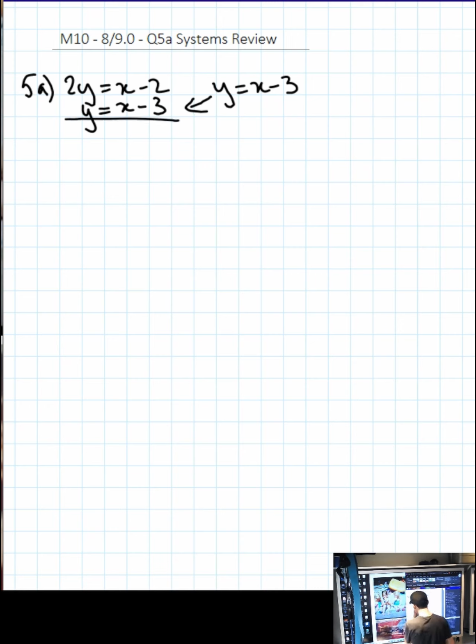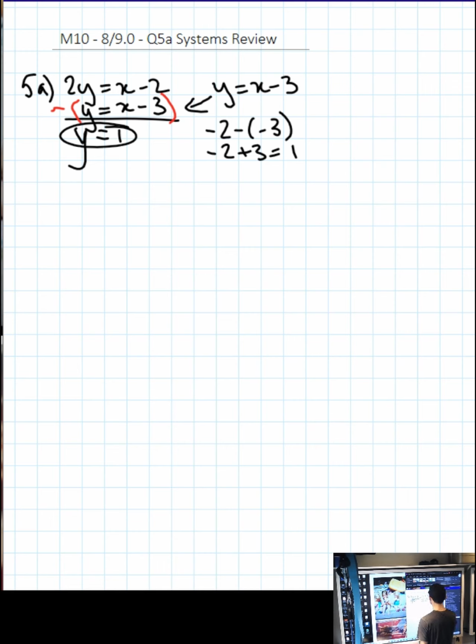Now, x minus x is 0. Therefore, we know we want to subtract the equations, and we want to put brackets around the equation on the bottom to be careful. 2y minus y is simply y. y equals, x minus x is 0. That's gone. Now we're doing negative 2 minus negative 3, which is negative 2 plus 3, which is equal to 1. y equals 1. Circle your answer.